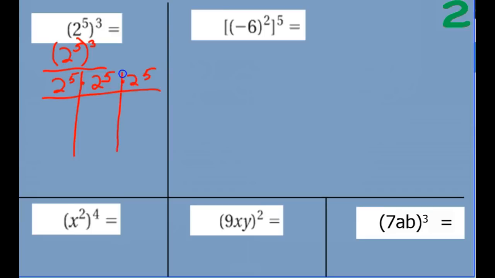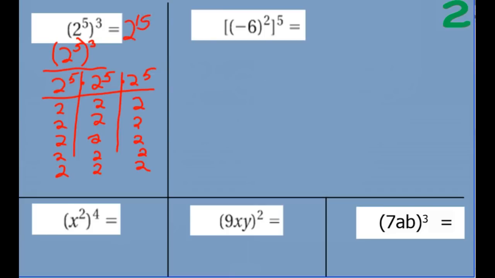Now, what we need to do is figure out how many 2s we have. Here we have 5 of them. So 2 times 2 times 2, and another 2, and one more 2. So 1, 2, 3, 4, 5. Here we have 5 more, 2, 2, 2, 2, and 2. And the last one we have 2, 2, 2, 2, and 2. We have 1, 2, 3, 4, 5, 6, 7, 8, 9, 10, 11, 12, 13, 14, 15 2s. So we have 2 to the power of 15.